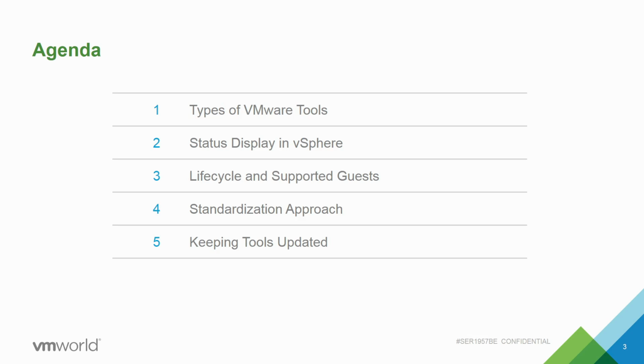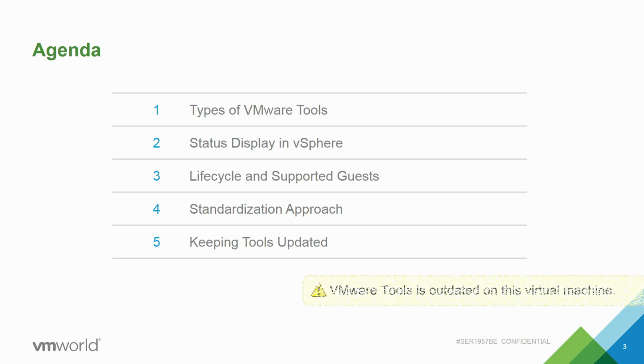Just to give you an overview of what we're going to talk about, we're going to start out with an overview of the three different kinds of VMware Tools and why there are three different kinds. We'll spend some time on the status display in vSphere. That can be a little bit confusing for some folks. And then some lifecycle issues and supportability for some of the older tools that you might want to be aware of. And then a standardization approach.